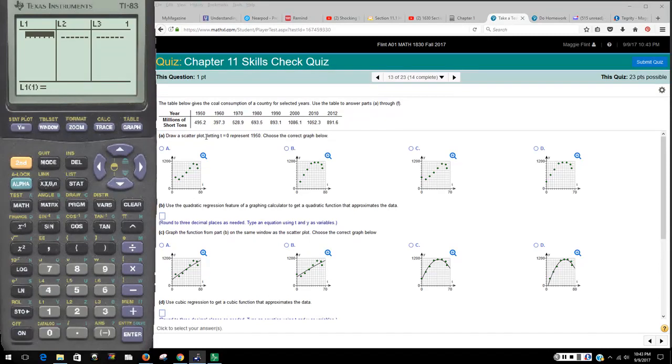Now, notice here it says draw the scatter plot where t equals 0 represents 1950. So the first one is 1950, and that's 0. 10 years later, it's 1960. 20 years later, it's 1970. 30 years later, it's 1980. 40 years later, it's 1990. 50 years later, it's 2000. 60 years later, it's 2010, and 62 years later, it's 2012.